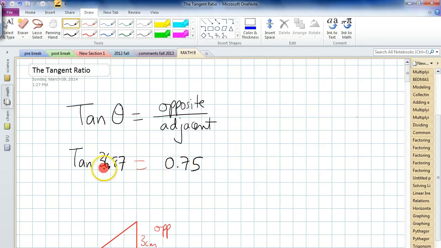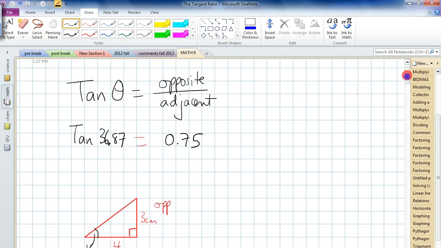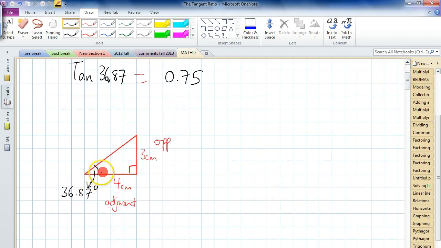Now, I didn't just pick this number randomly. It does work out that way, that when you have a ratio between the opposite side and the adjacent side, and you take the tangent of that angle, you get 36.87, or that you get the same number, 0.75, the same thing. Now that works not just for the 3 to 4 triangle, it works for any other triangle with the same ratio of 3 to 4.